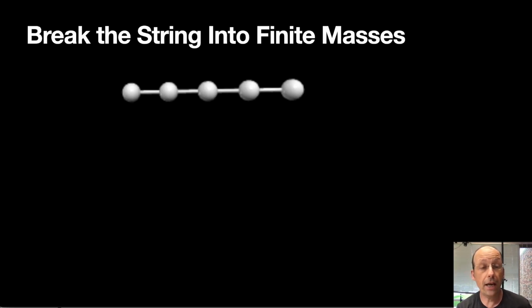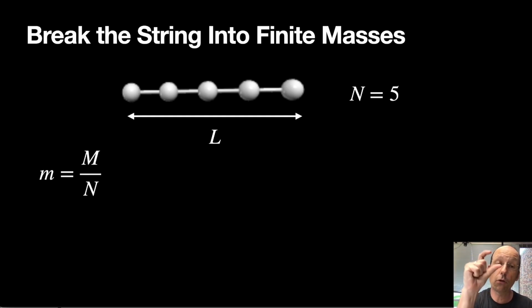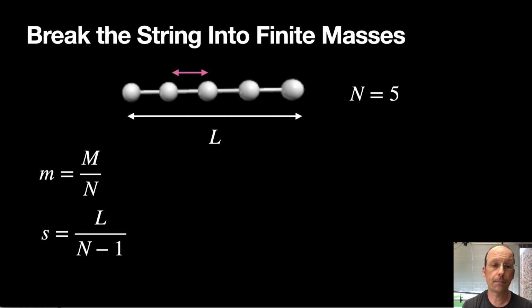So I'm going to break my string into finite masses connected by springs. So the whole thing has a length L. In this case, I have 5 pieces. I'm going to use more than 5. So the mass of each piece is going to be the total mass divided by the total number of pieces. That makes sense. And so then the distance between each element we can call S. And so S is going to be the total length divided by the number of pieces minus 1, right?